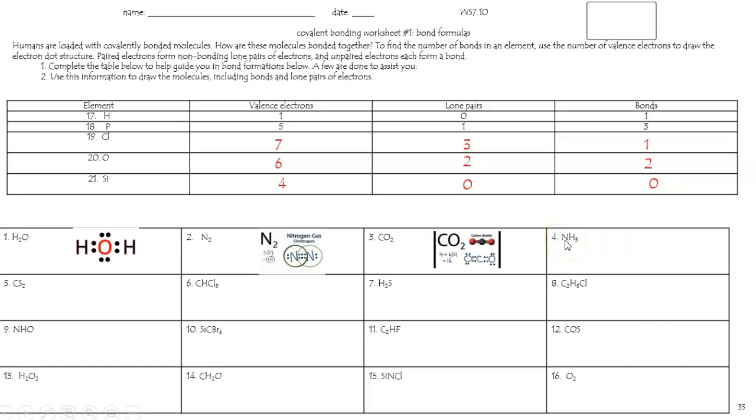Nitrogen is the big bonder here. That's your central piece. Each hydrogen will have 1 bond attached to it. Don't forget that 1 lone pair for nitrogen.